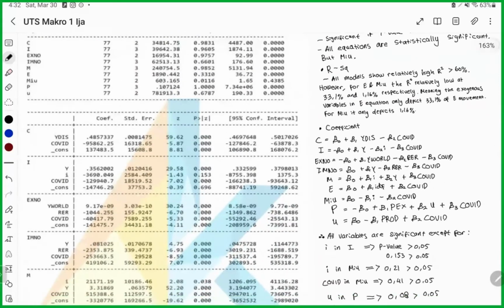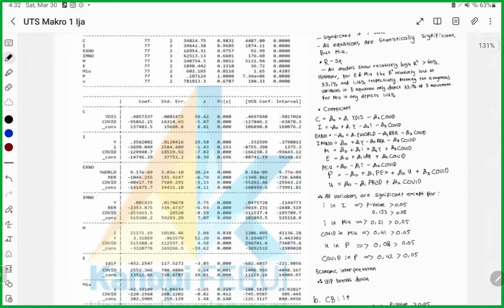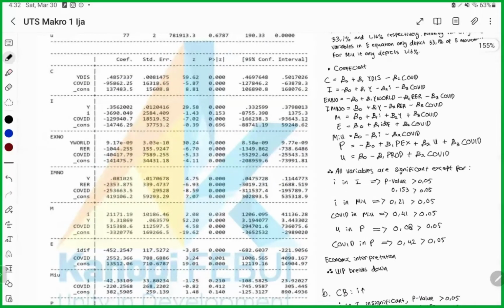Okay, from coefficient, in here I just took the initiative to write down all of the coefficients of all of the equations, but you don't have to if you don't want to. If you have very limited time, I don't think they expect you to write down all of the coefficients. However, in coefficient, it is necessary for you to write down this.